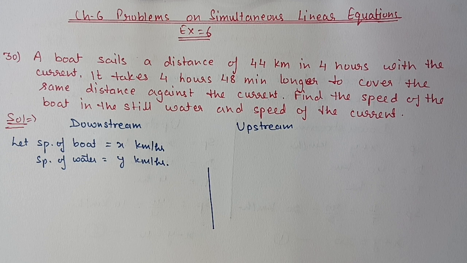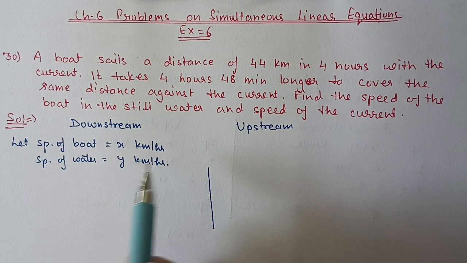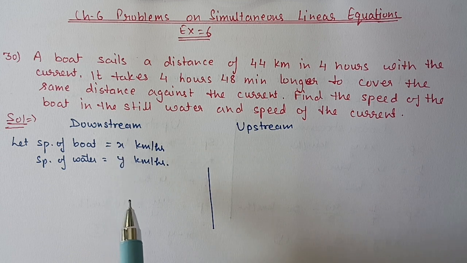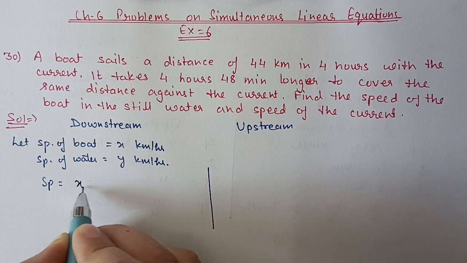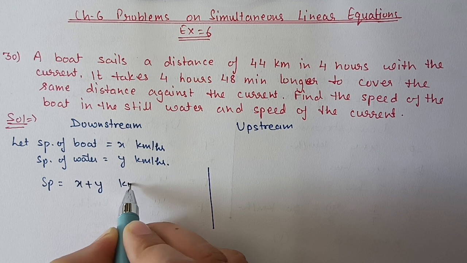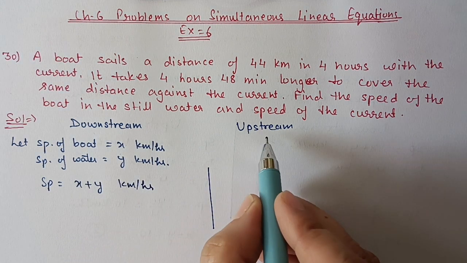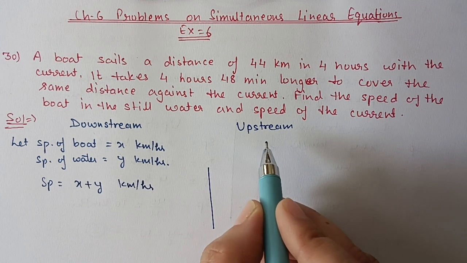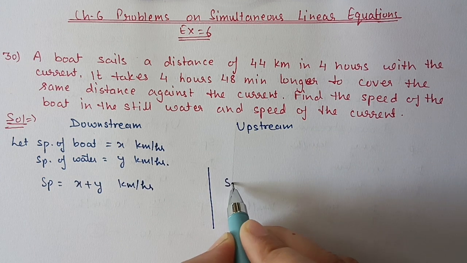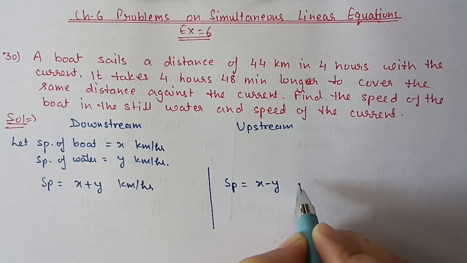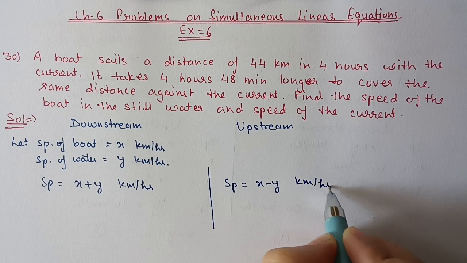So let the speed of the boat be x kilometer per hour and the speed of the current or water be y kilometer per hour. When it is downstream, meaning the direction of water and boat is the same, the final speed will be the sum of these two speeds, x plus y kilometer per hour. And when it is upstream, meaning the boat and water are in opposite directions, the speed will be x minus y kilometer per hour.